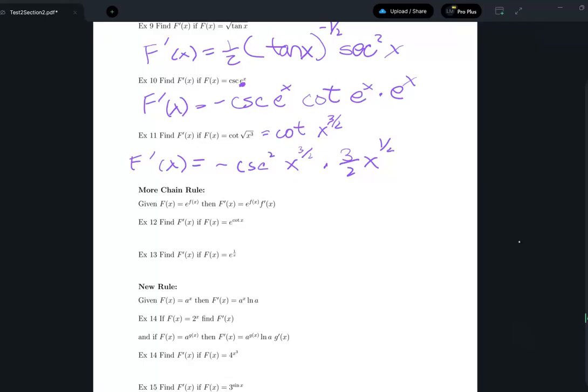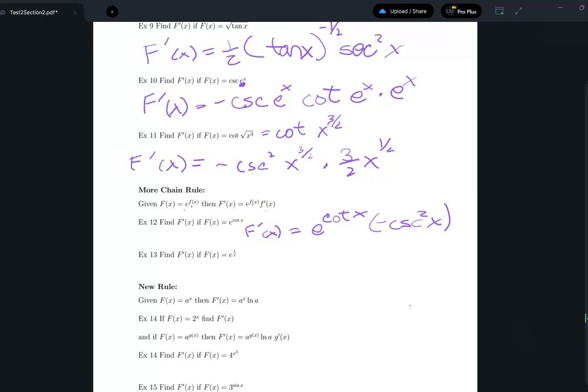So here we have e to the stuff. So the derivative of e to the stuff is e to the stuff times the derivative of stuff. So here we go. The derivative of e to the cotangent: I just write down e to the cotangent, and then I multiply by the derivative of cotangent, which is negative cosecant squared.